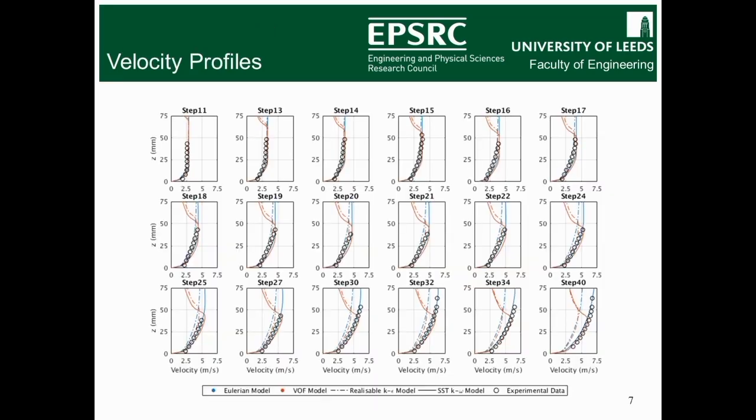Here are some velocity profiles at different steps moving down the spillway. I've got the Eulerian model and the VOF model, both in conjunction with the realizable k-epsilon turbulence model and the SST k-omega turbulence model. You can see that in the upstream part of the spillway, all the models seem to predict the velocity profiles pretty well. But as you move further downstream, both the Eulerian and the VOF model predict the velocities well, but only with the SST k-omega model.